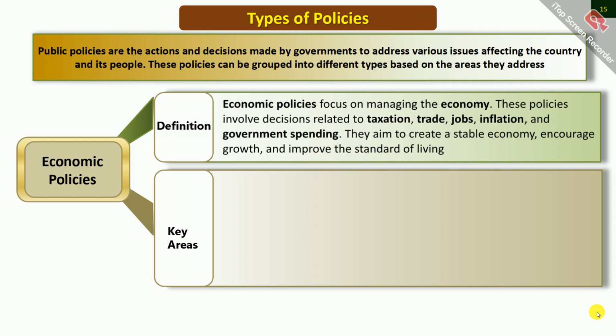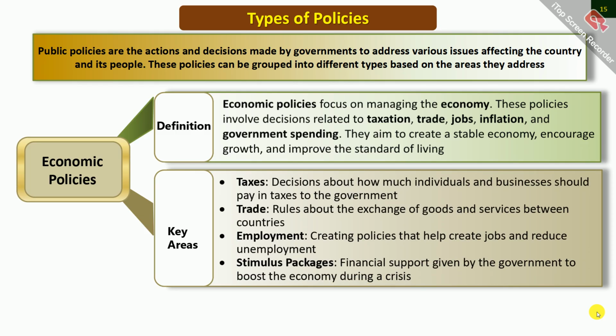The policies involve decisions related to taxation, trade, jobs, inflation, exchange rate determination, and government spending. The aim is to create a stable economy, encourage economic growth, and improve the standard of living as well as protection of the environment. These are the key areas that include taxation or taxes, trade, employment generation, and a stimulus package that includes financial support given by the government to boost the economy during a crisis or a disaster.